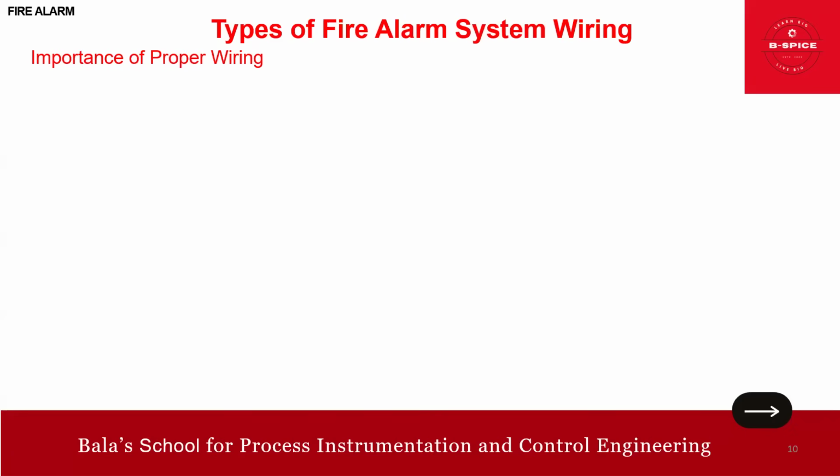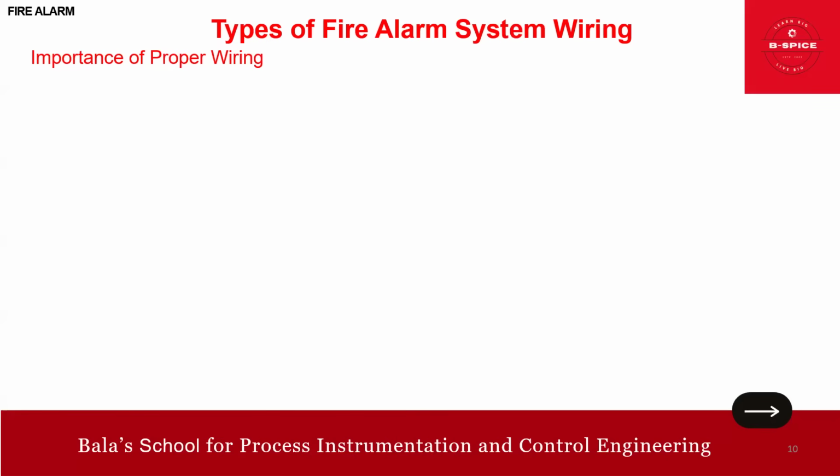Before going into the types of wiring, like the communication protocols, the wiring of a fire alarm system plays a crucial role, friends, in ensuring reliable communication between the control panel, initiating devices, and signaling devices. Proper wiring practices are essential for system effectiveness and compliance with safety standards. Here we will talk about different types of wiring and the considerations.